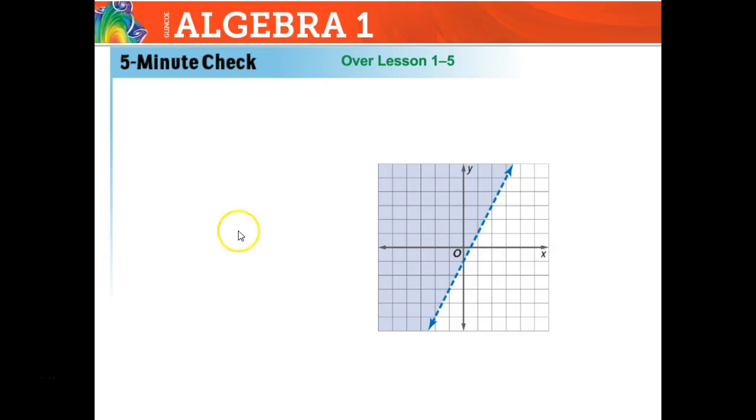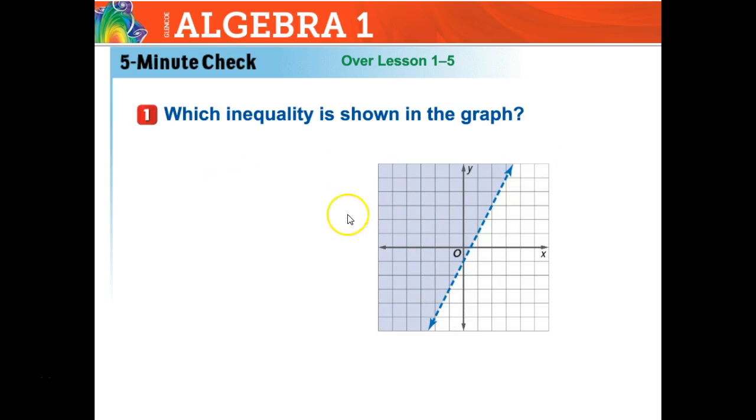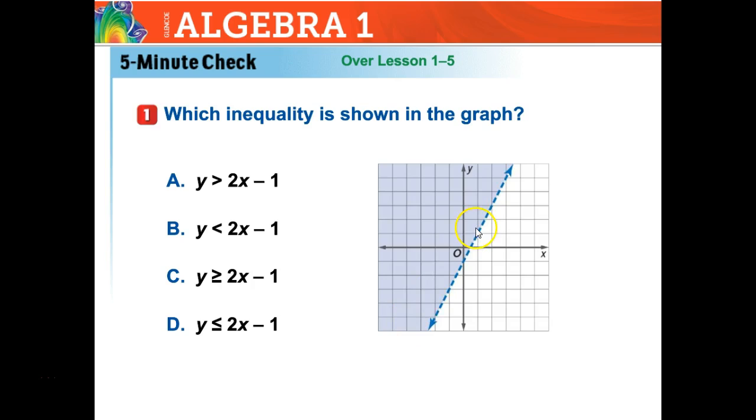All right, let's go over example number 1. We have a linear inequality, which means it's a line with shading. So which of those graphs would do that? First off, what's the y-intercept? Where does the graph cross the y-axis? At what value?